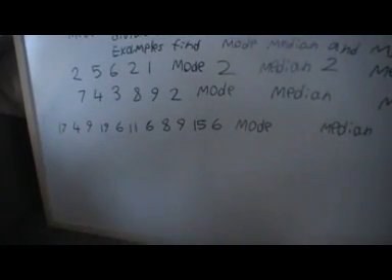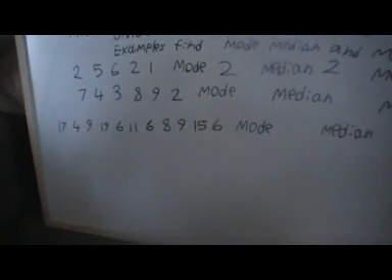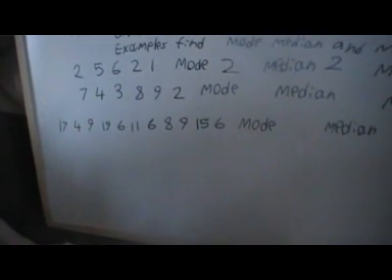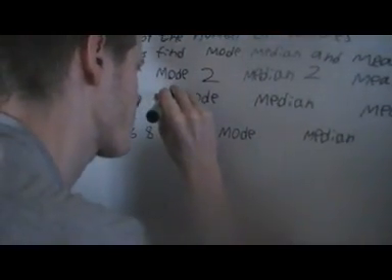Next one's going to be this. And also, another important point about the mode is you can have more than one mode, or you can have no mode. This one, each number occurs once, so there isn't a mode. So there's no mode.